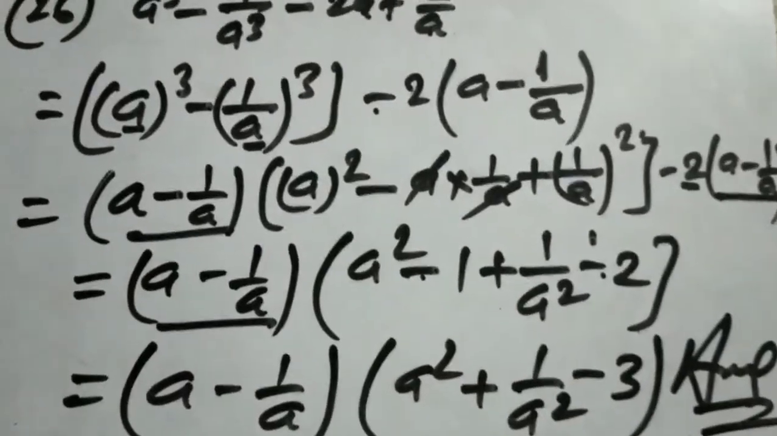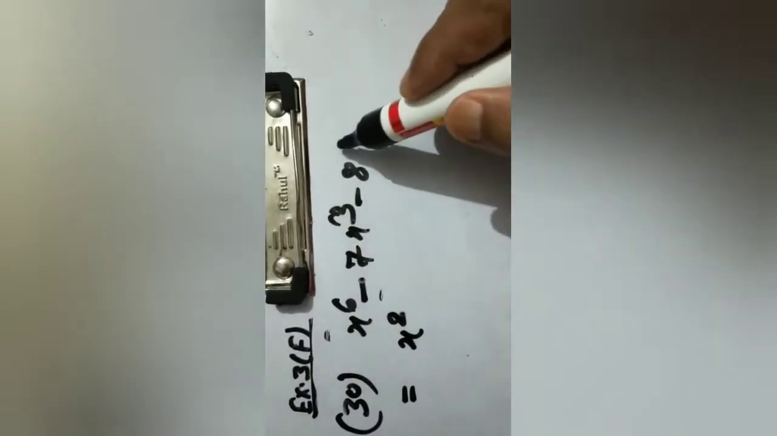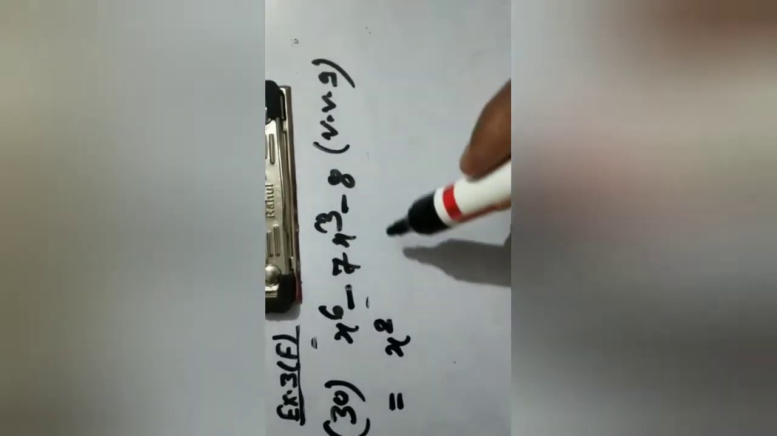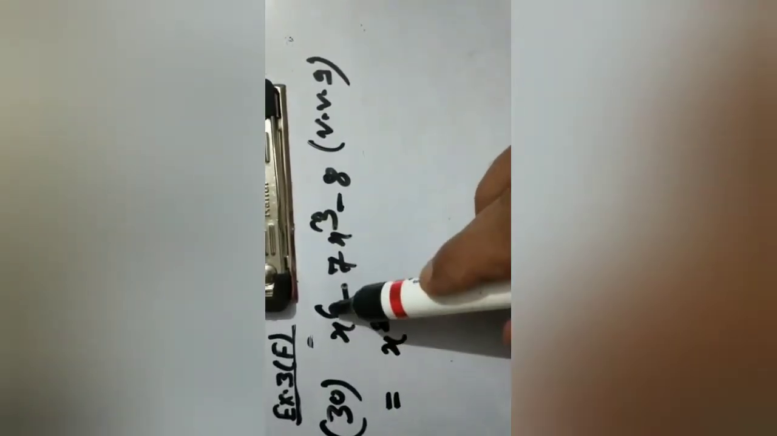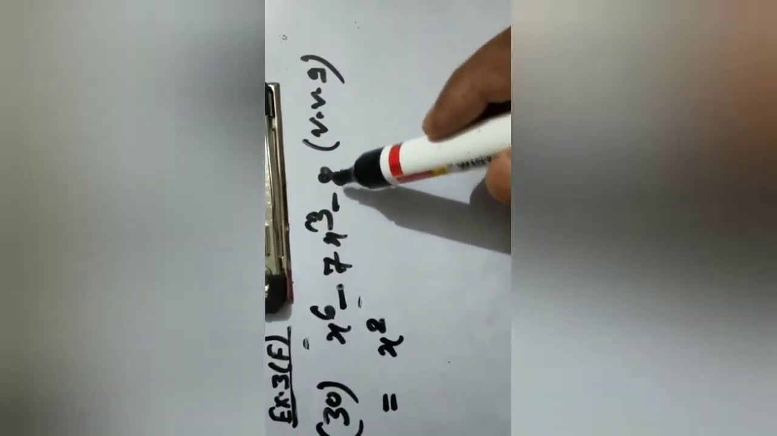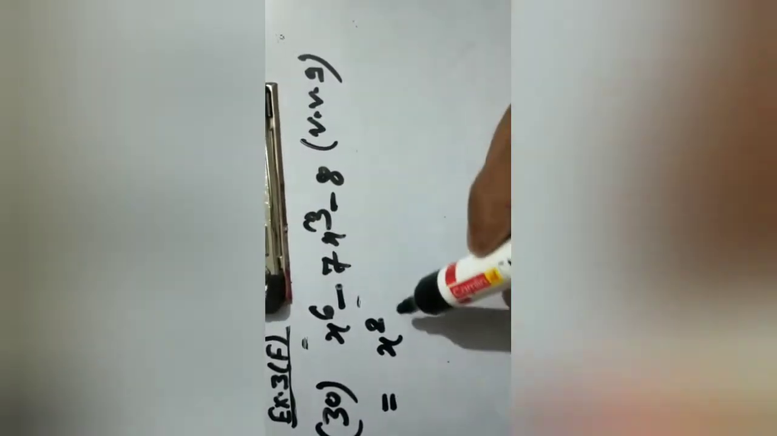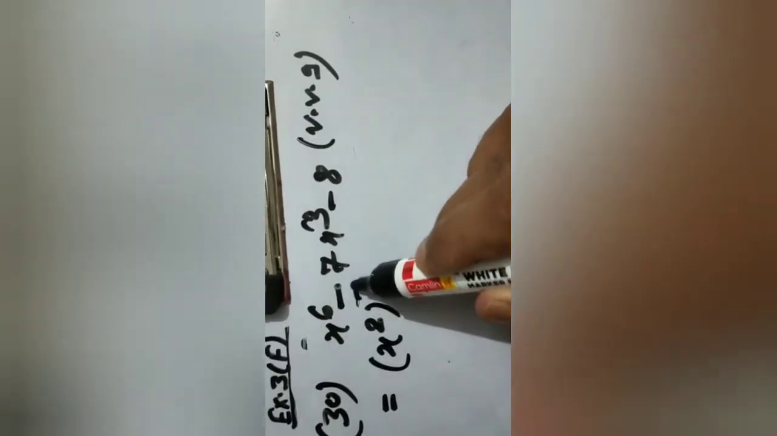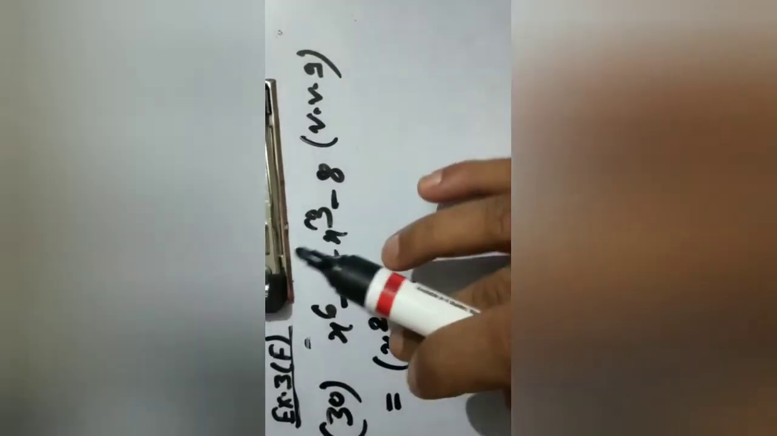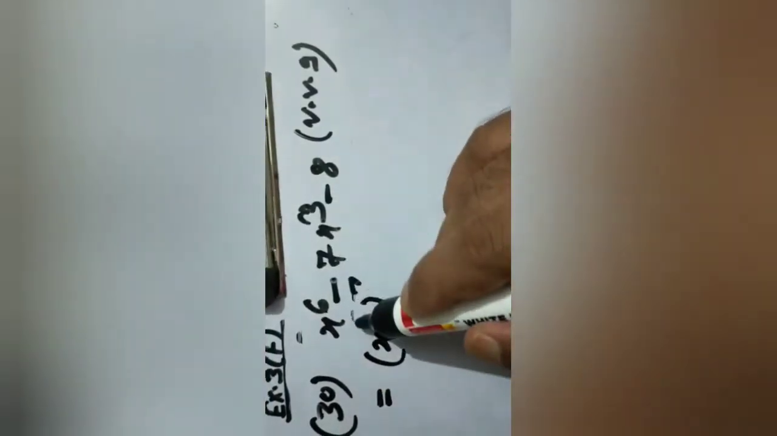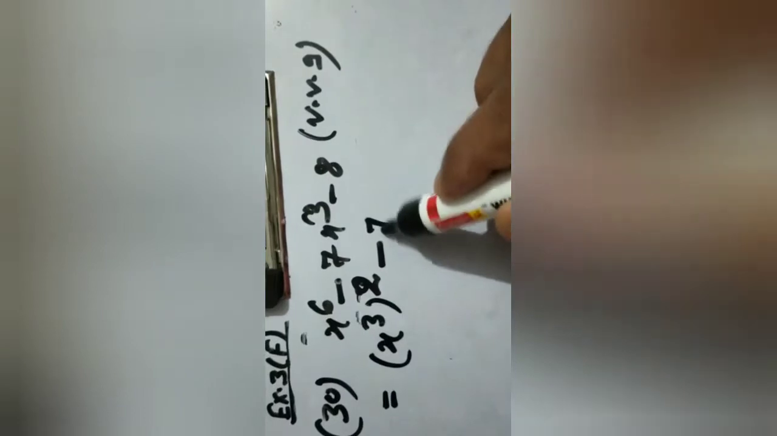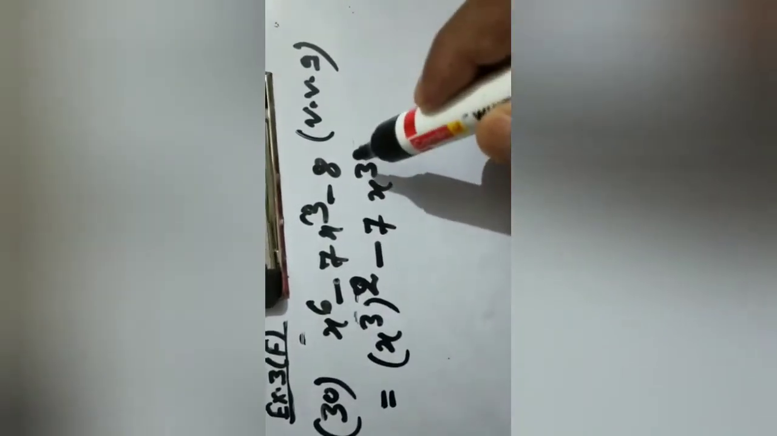Okay, now let us see question number 30. It is a very important question. Okay, so x power 6 minus 7x cube minus 8, you have to factorize it. So it can be written as x cube the whole square, minus 7x cube is here and minus 8.